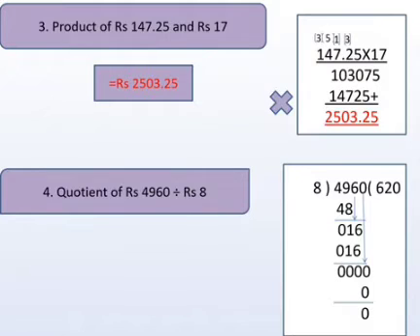1 minus 1 is 0. What is the next number? 0. So let us take that 0 down. 8 zeros are 0. So what is the quotient? Quotient is rupees 620.